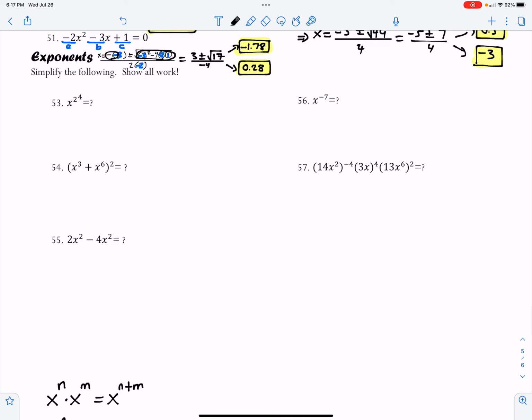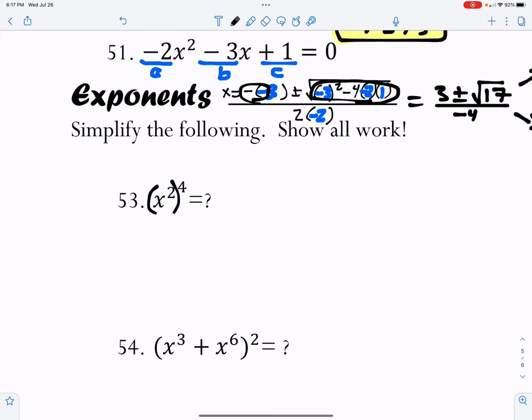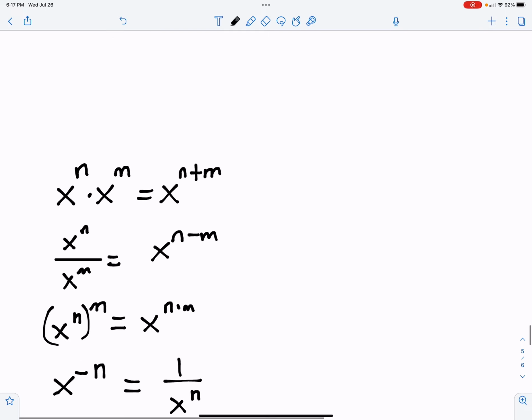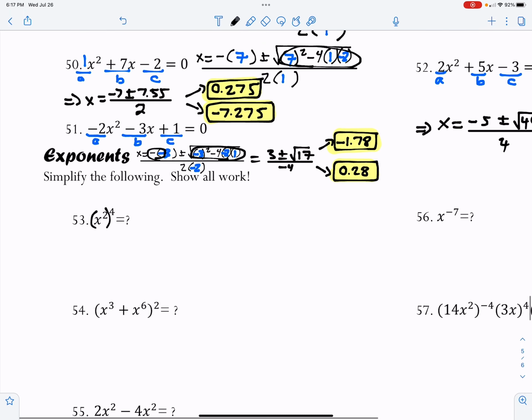In number 53, it says x squared, then to the fourth power. So think of that as a power to a power. For that one, we are applying our third property, and we would get x to the 2 times 4, or x to the 8th power.